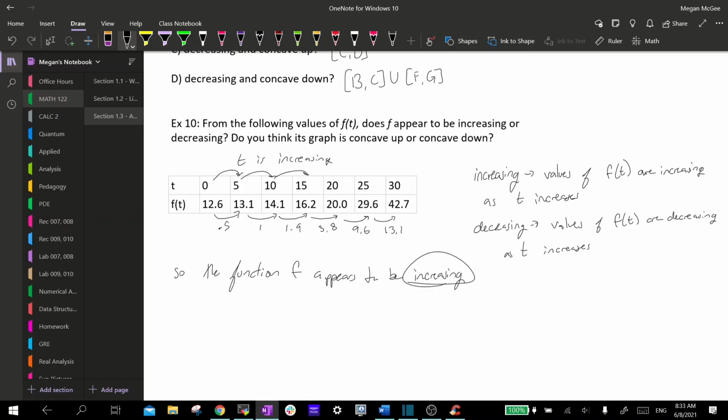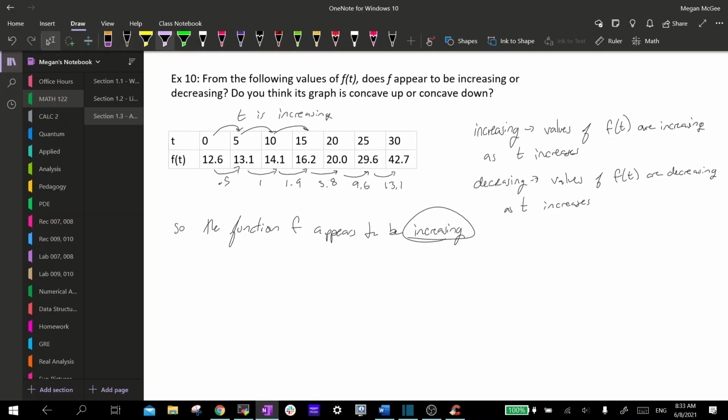Okay, well that was the first part of the problem. Then it asks us, do we think the graph is concave up or concave down? So let's think about this for a second. Let's look at how much our function is increasing. At the very beginning, our function is increasing, but by kind of small numbers, right? And at the end here, we are now increasing by almost 10 and then 13. So kind of large numbers.